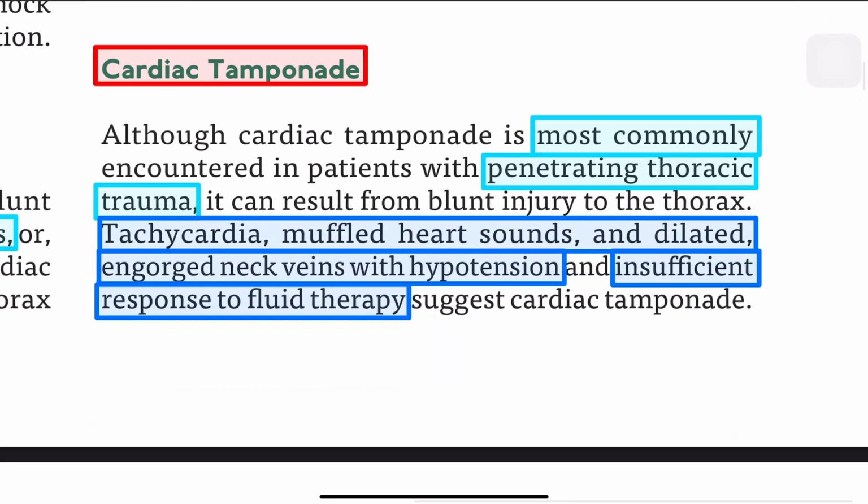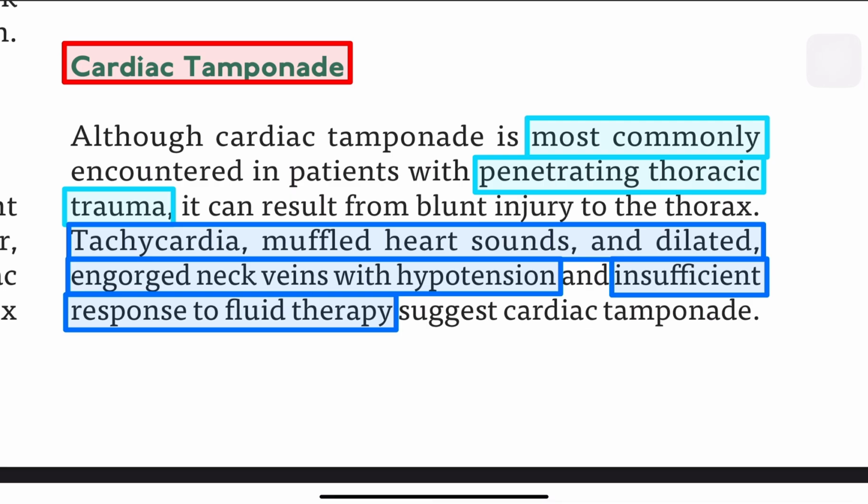So let's see what cardiac tamponade is. It is most commonly seen after penetrating thoracic trauma. The word penetrating is important. All clinical features are important: tachycardia, muffled heart sounds, and dilated or engorged neck veins with hypotension, and insufficient response to fluid therapy.